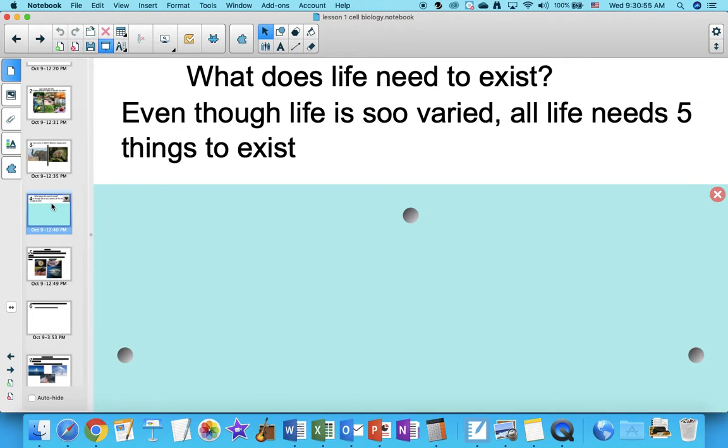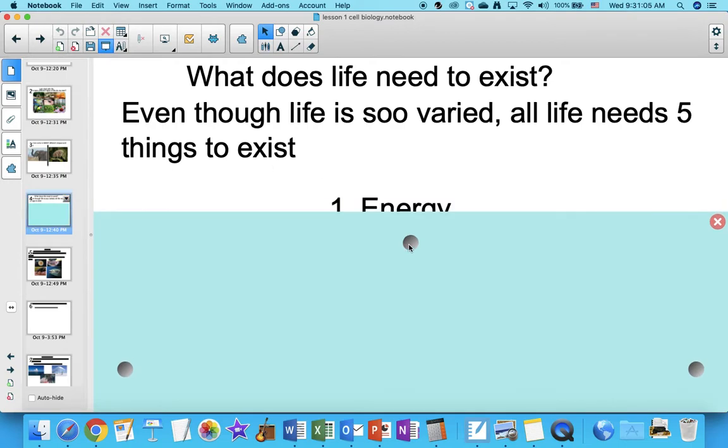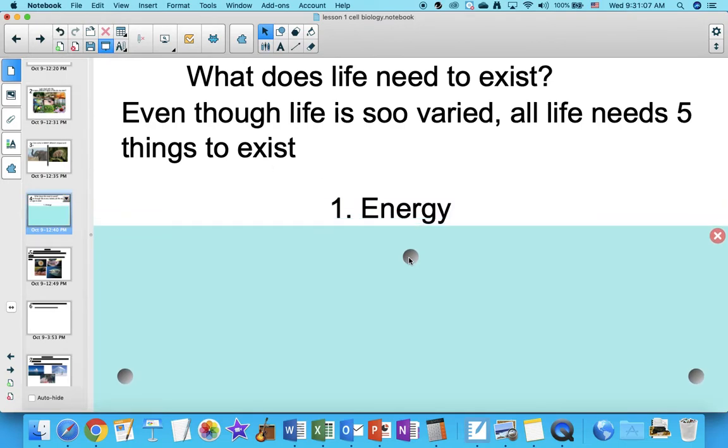So, let's start off with what are things that life needs? Well, even though life is so varied, all life needs five things to exist. The first thing is energy, right? In order to be able to do anything, you need energy. You need to use energy. If you don't have energy, you can't do anything. So that's basically the most important thing that life needs.